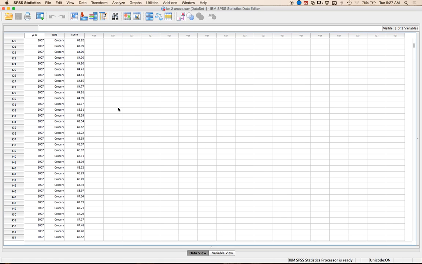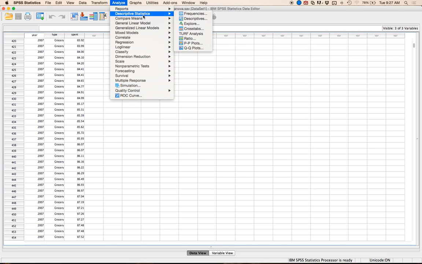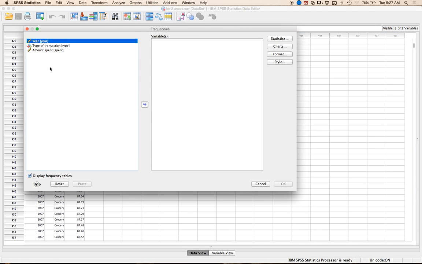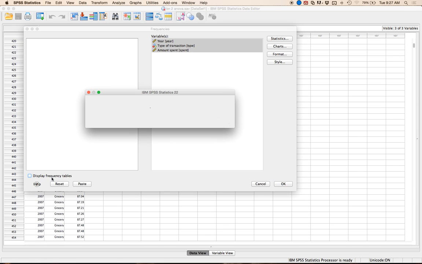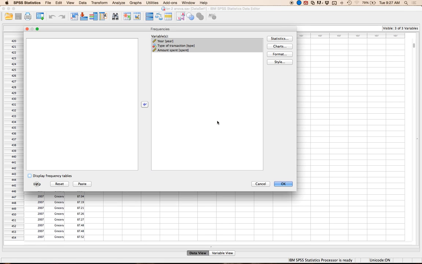The first assumption that you always have to check is accuracy and missing data. Since I have such a huge data set, I couldn't just glance at it. So let's talk about how to do that. Go to Analyze, Descriptives, and then Frequencies. I'm going to move everything over. I'm going to turn off Display Frequency Tables because for amount spent, that's just going to be totally nuts.